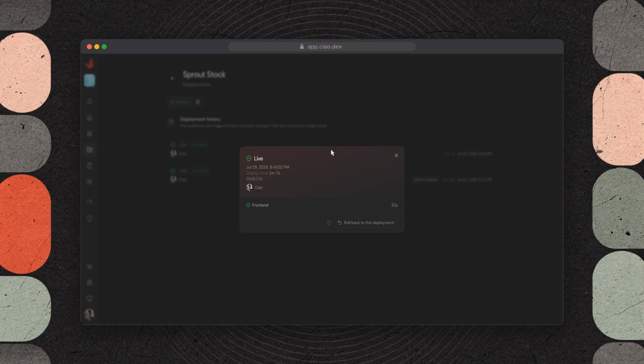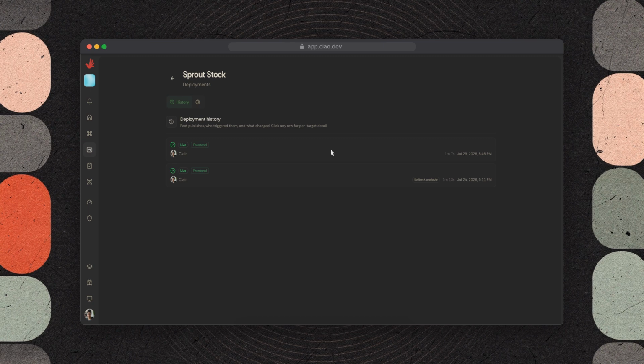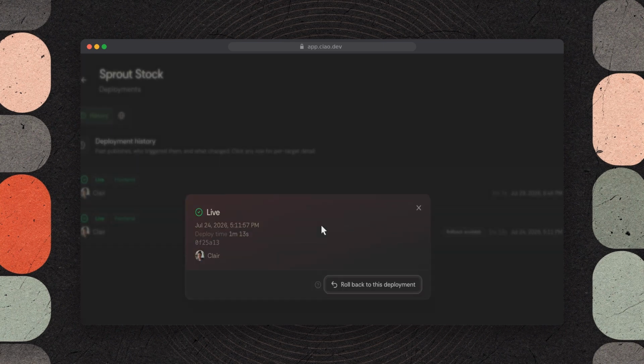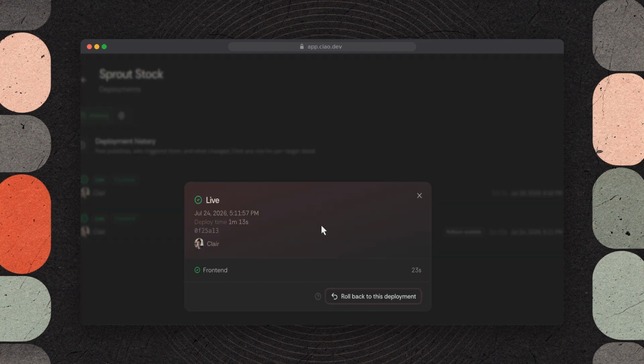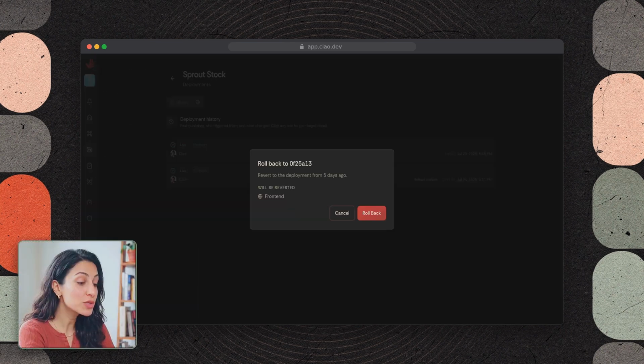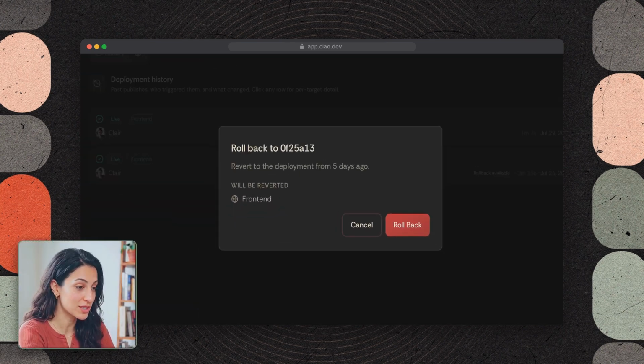Which brings me to the question I actually had this morning, and it was never about the photos. What I want to know is what happens the day it gets one of these wrong and I've already shipped it. So Friday's version is still sitting there, and now that it isn't the live one, this button has woken up. Roll back to this deployment. And it tells me what's going backwards before it touches anything. The front end, that's the lot. There's nothing else in this change to undo.